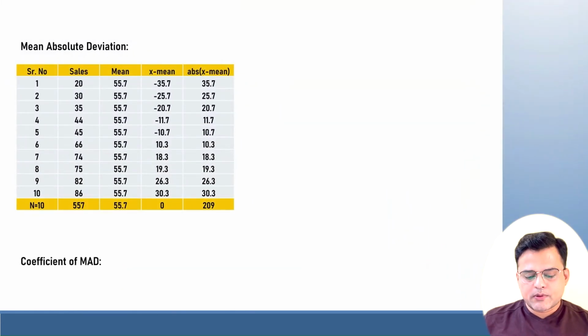So what is mean absolute deviation? The range and quartile deviation indicate overall variation in a data set, but they do not explain the spread around the mean.